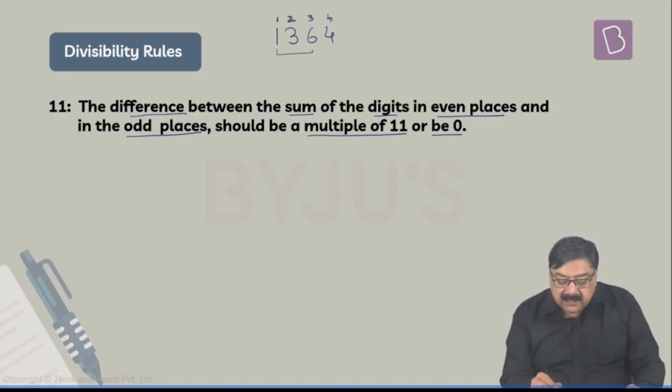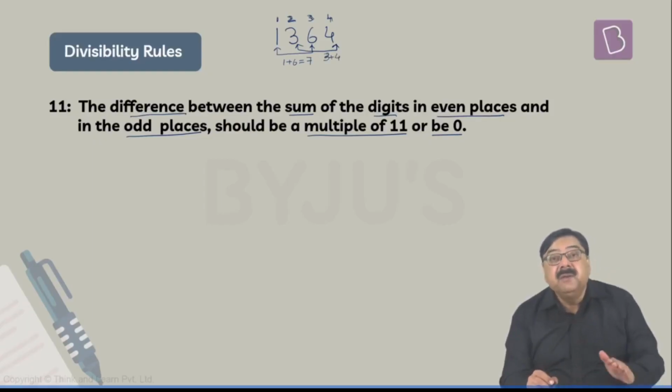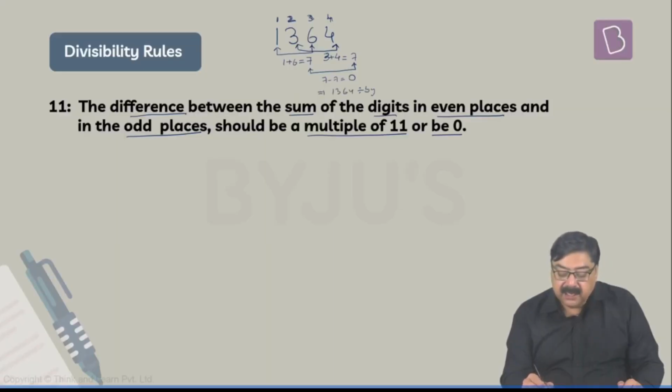So first and third number, when you add 1 plus 6, you get 7 as the sum. Now 3 and 4, the numbers in the second and fourth position, even places, again the sum is 7. Now the difference between these two sums: here the sum is 7 when digits in the odd places are added, and here the sum is 7 when the digits in the even places are added. And the difference between 7 and 7 is 0. Hence 1364 is divisible by 11.